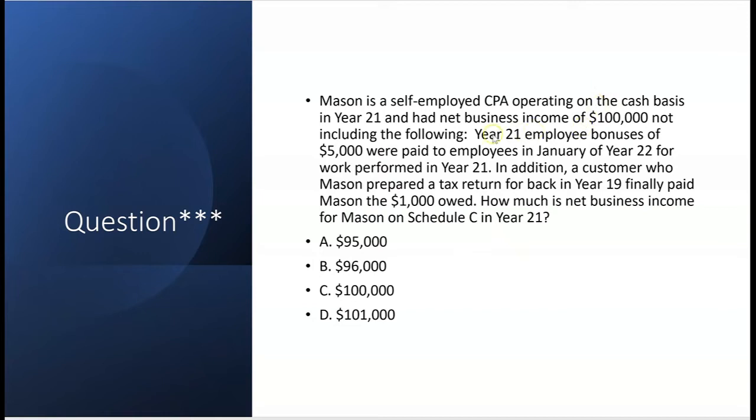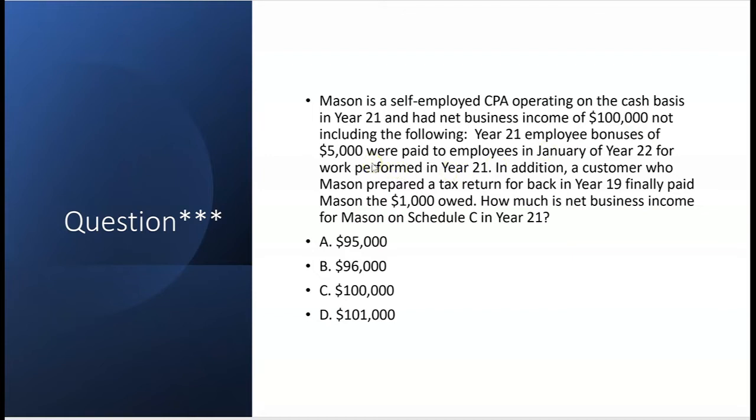Well, it says that's the net business income, but not including the following. Year 21 employee bonuses of $5,000 were paid to employees in January of year 22 for work performed in year 21. So that $5,000 is not included in this $100,000 net business income. Should it be?